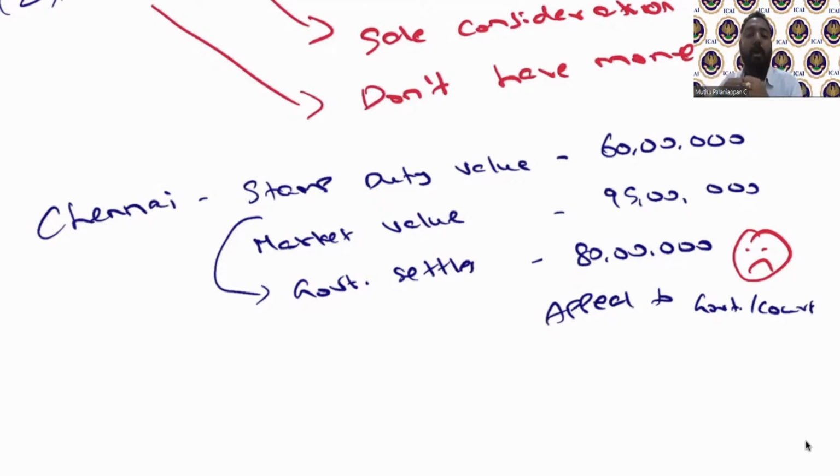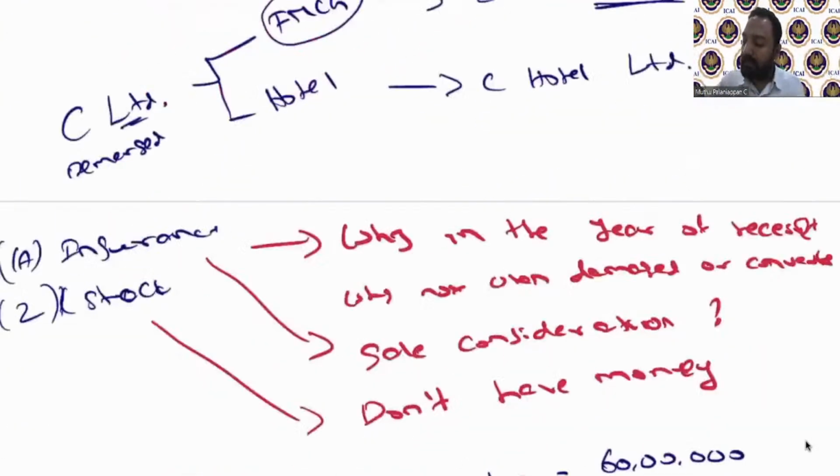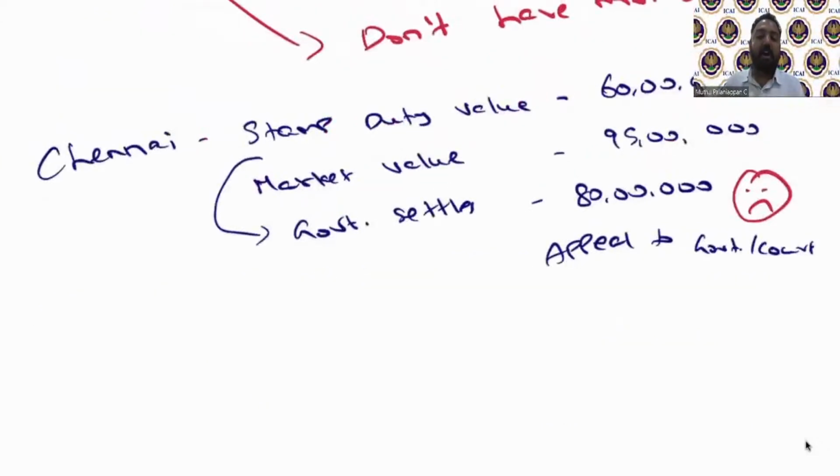So why don't you compensate me? Why don't you compensate me on this compulsory acquisition? So this 80 lakh is actually the compensation I am demanding. So I demand 15 lakhs extra. So there is a process.